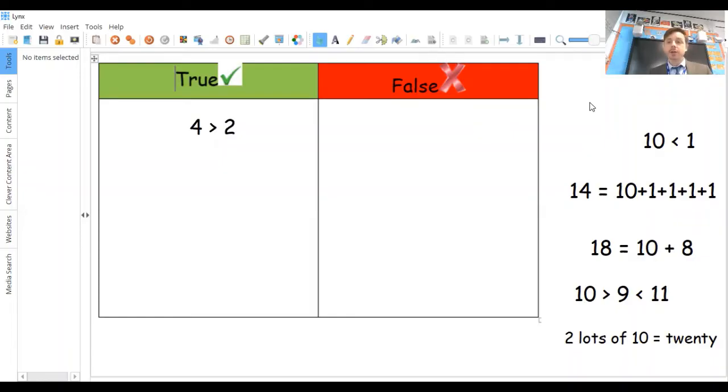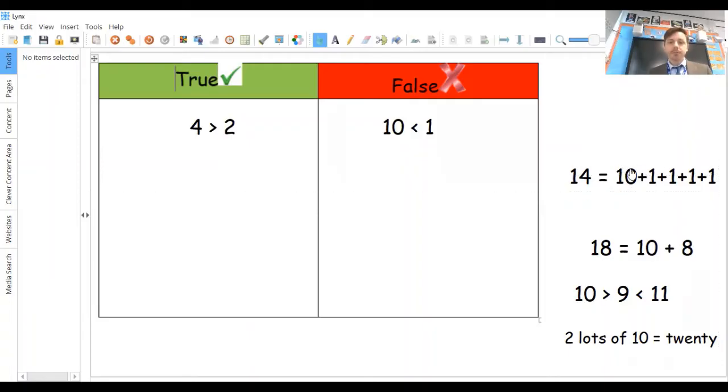So the next one is 10 is less than 1. That's right, that should be going to the false side, because we know that's not actually true, is it? 10 is actually greater than 1, so that symbol's wrong.